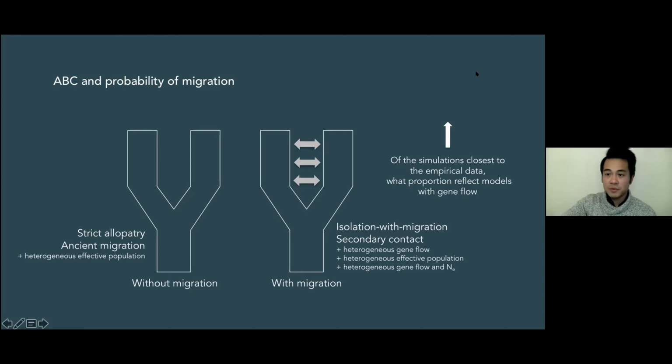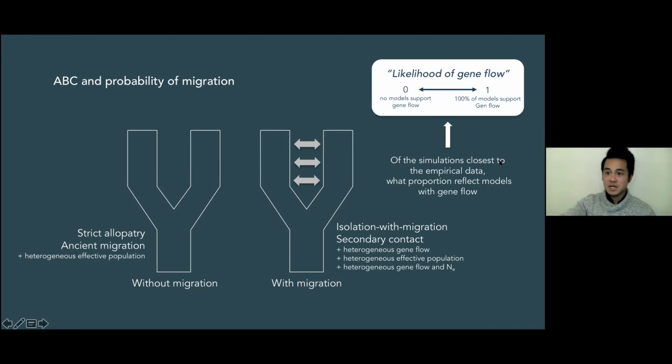And so within this, when I'm talking about this kind of probability of gene flow, we have our simulated data sets of these different scenarios, and then our empirical data sets. What I'm trying to get at with this likelihood of gene flow is that if all the simulated data sets close to our empirical data set have models supportive of gene flow, it'll be at 1, so 100% of the models will have it. If none of them have gene flow, it'll be 0. And then everything in between, depending on how many of the models have gene flow or not.